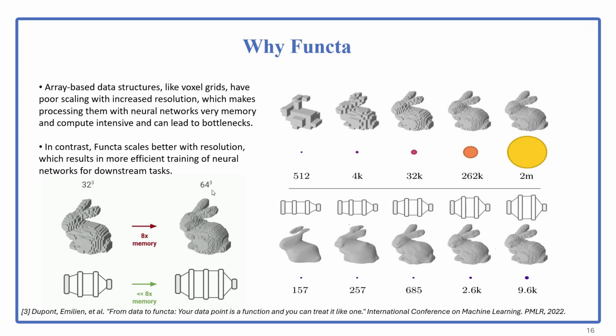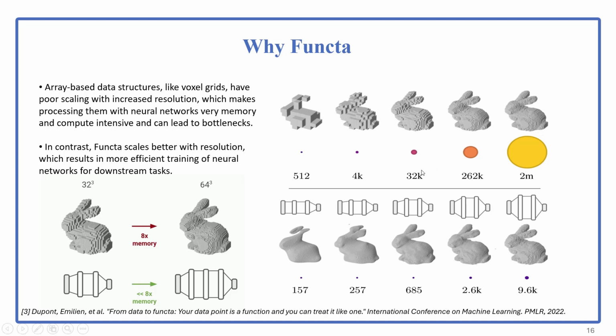But the main advantage of Functa is that, for example, in voxel grids, as you can see here, if you want to increase the resolution or dimension of the rabbit from 32 to the power of 3 to 64 to the power of 3, you require 8 times more memory. But if you have just an MLP function, you don't necessarily need to increase your memory proportionally to the increase in your voxel grids. So basically, you just need to increase the width or the depth of your neural network, which is not proportional to the increase in the dimension of your data point.